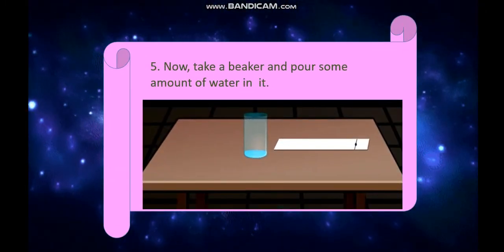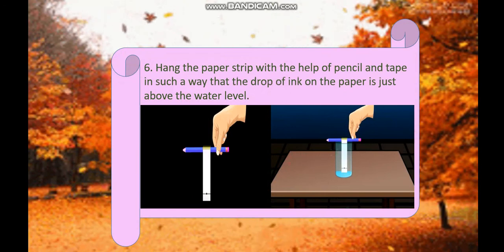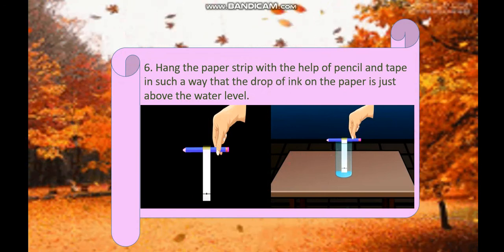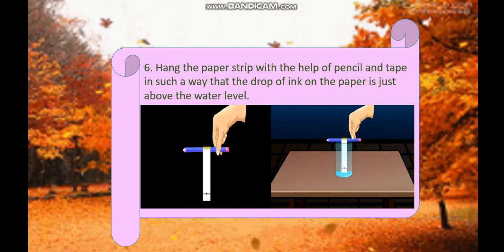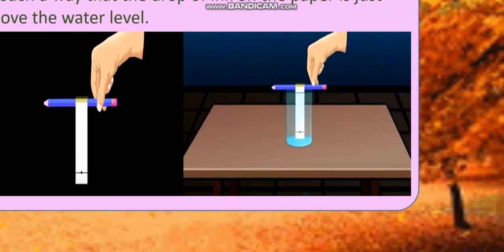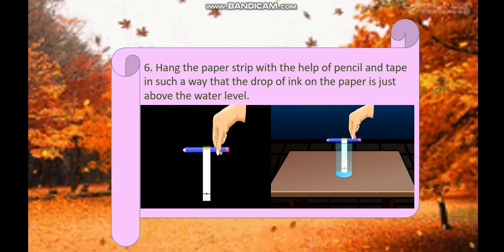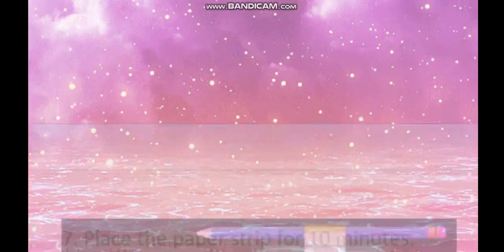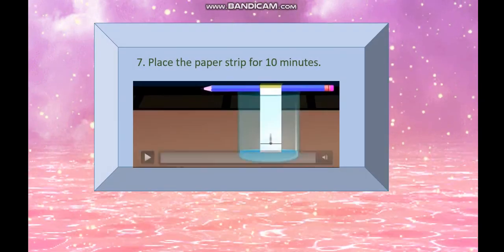Now take a beaker and pour some water in it. And now hang the paper strip with the help of a pencil and tape in such a way that the drop of ink on the paper is just above the water level. As you see in this image, the drop of ink is just above the water level. Now place the paper strip for about 10 minutes.